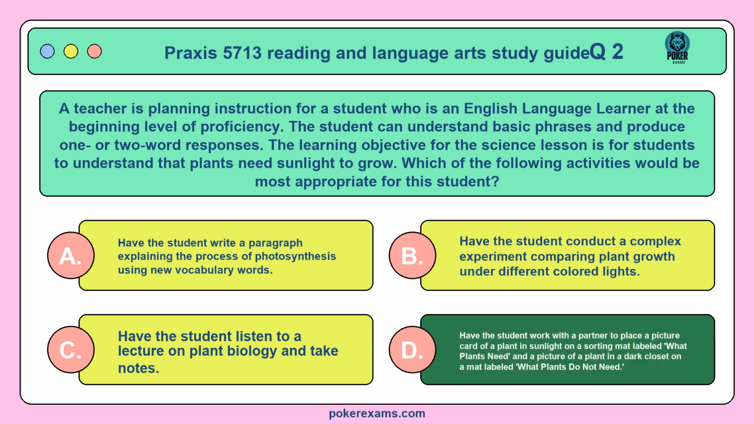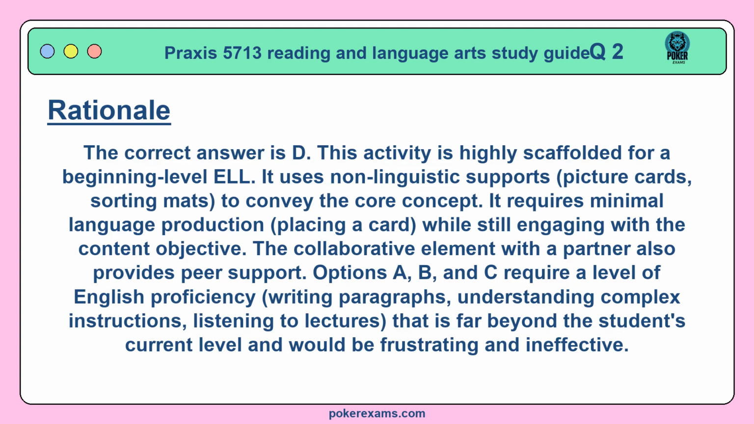The correct answer is D. This activity is highly scaffolded for a beginning level ELL. It uses non-linguistic supports, picture cards, sorting mats, to convey the core concept. It requires minimal language production, placing a card, while still engaging with the content objective. The collaborative element with a partner also provides peer support. Options A, B, and C require a level of English proficiency, writing paragraphs, understanding complex instructions, listening to lectures, that is far beyond the student's current level and would be frustrating and ineffective.